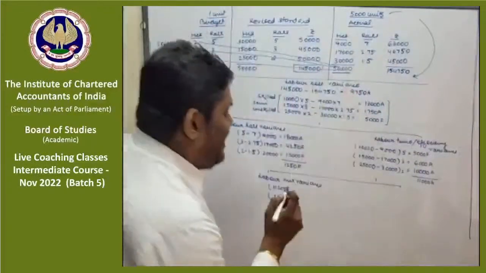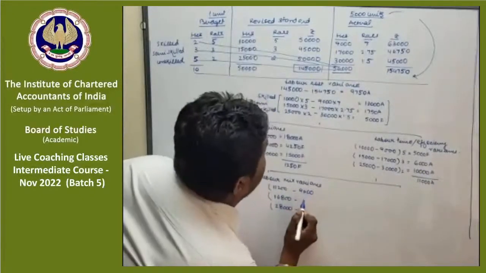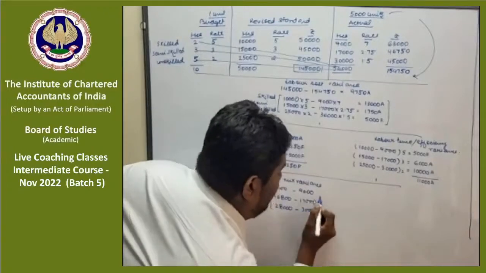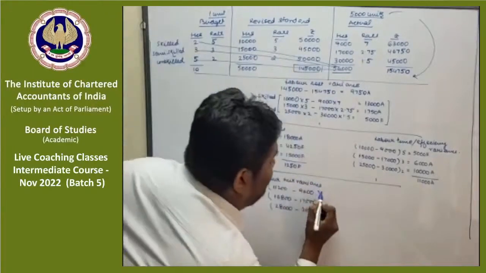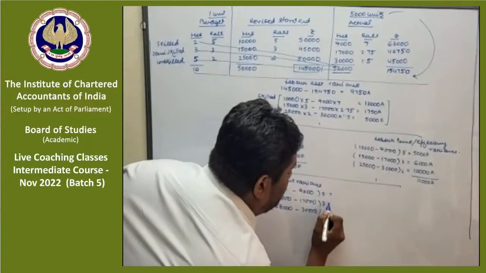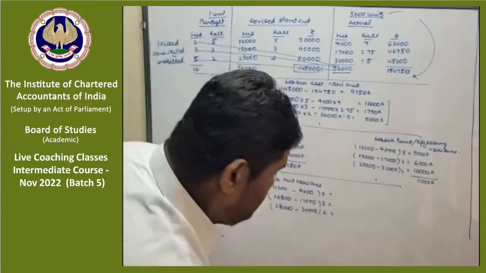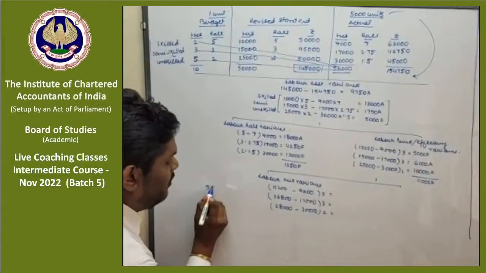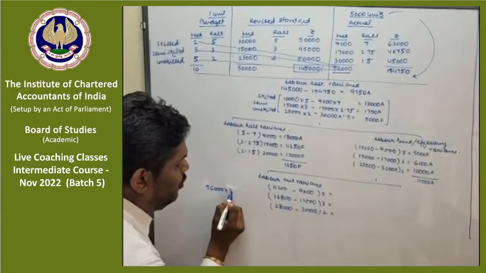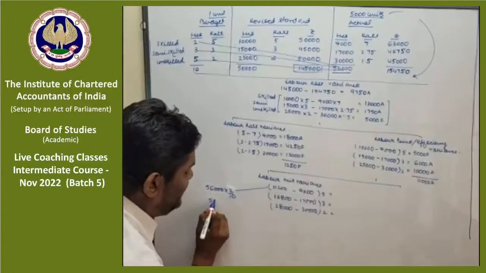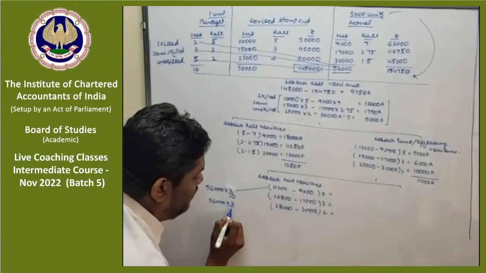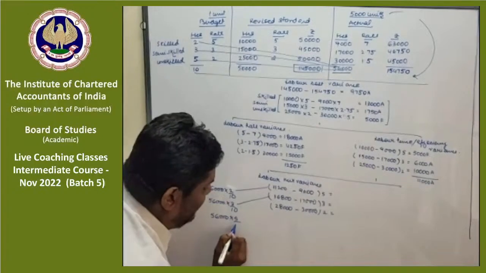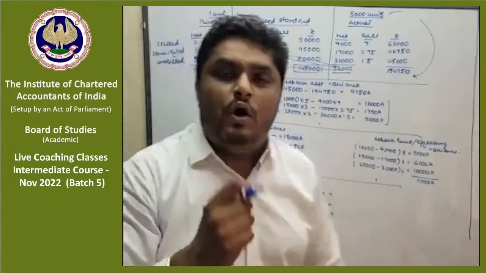But when they're talking about the actual mix, it was 9,000, 17,000 and 30,000, into the standard rate 5, 3 and 2. I repeat again: 56,000 into 2 by 10, 56,000 into 3 by 10, 56,000 into 5 by 10. This is how I've got the mix.